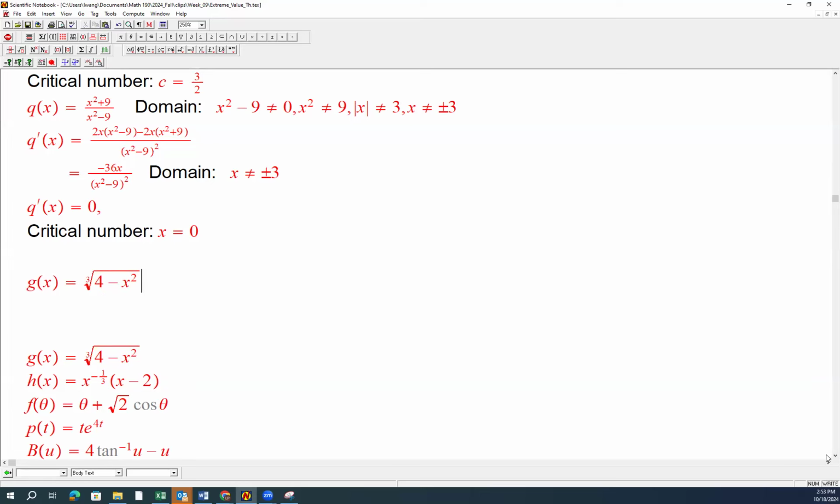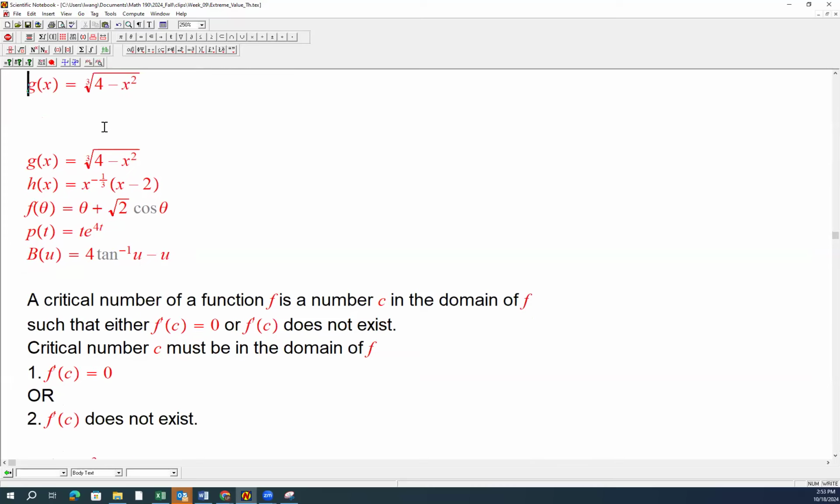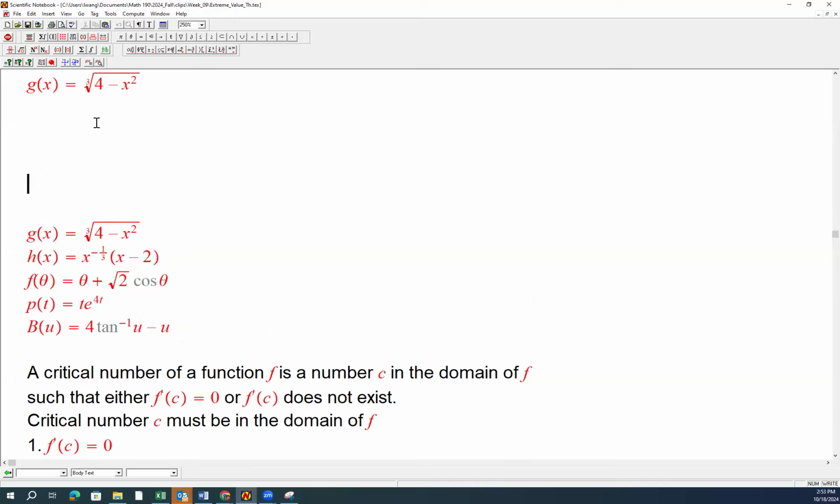To find critical numbers on this question, be aware, this is a cubic root. As a cubic root, the domain for g is all real numbers. The domain is all real numbers. If it were a square root, of course, it's not, right? And so we're going to take a derivative.